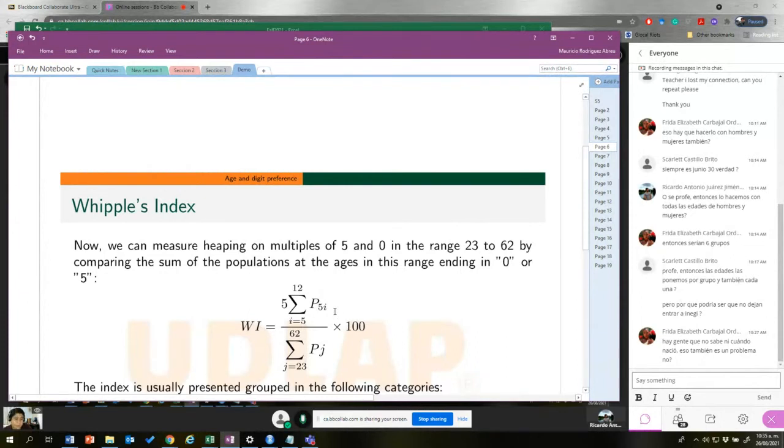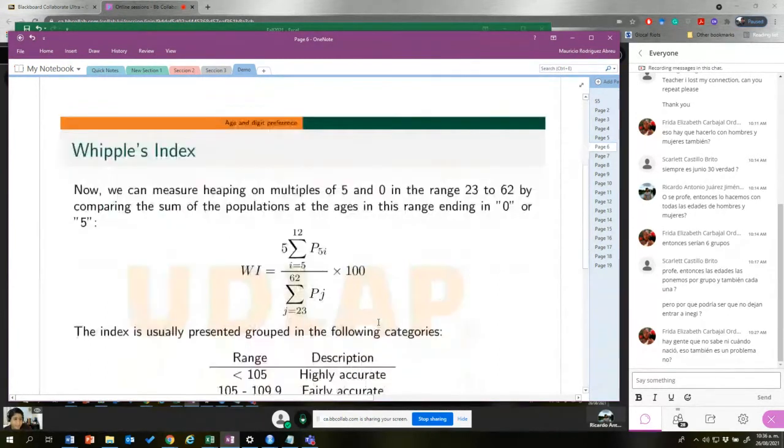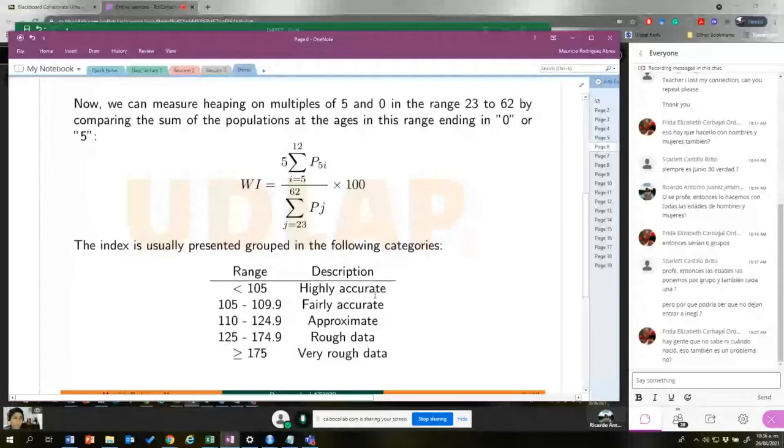Now, if for some reason everybody is reporting their age in digits that end in 5 or 0, essentially, I don't have people reporting 23, 24, 26, and 27. I only have people reporting age 25. Then this number up here is going to be 5 times this number down here. So the worst case scenario, this will go to 500. And that is the limits, but we have these thresholds that we can use to say how good the information is for a country, okay?